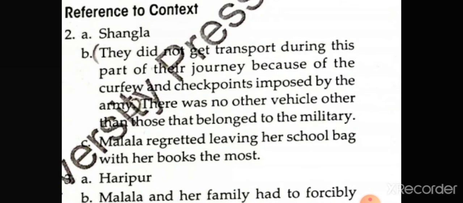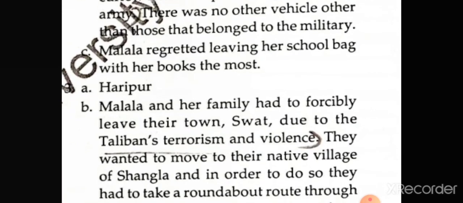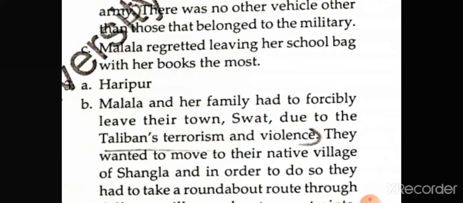Next, reference to context. Question number 3. It was our 4th city in 2 months. I knew we were better off than those who lived in the camps. So first is, which was the 4th city? Here she's talking about the time when she was living with her uncle Faiz, and then her father came back from Peshawar and was ready to take them back to Peshawar. So this was the time when she was going back to Peshawar. So the 4th city is Haripur.